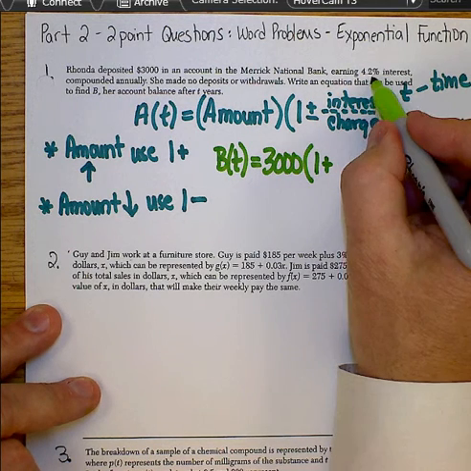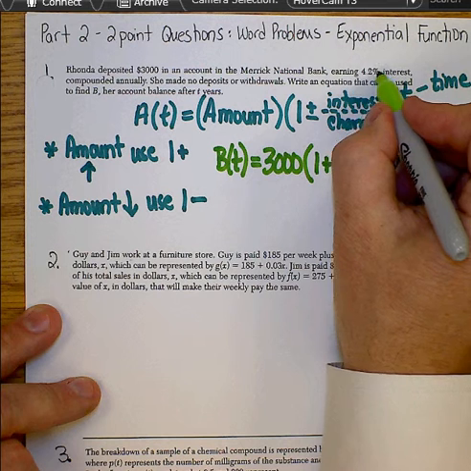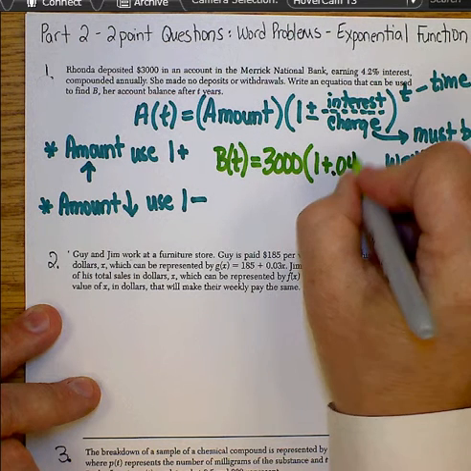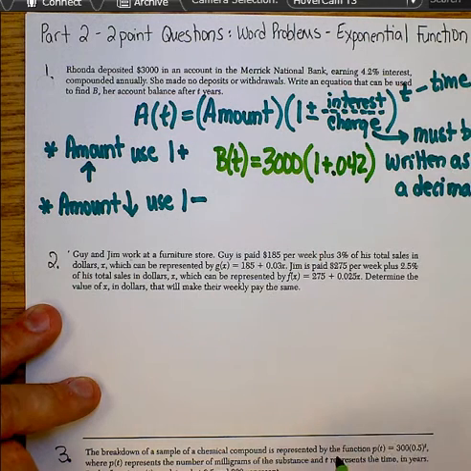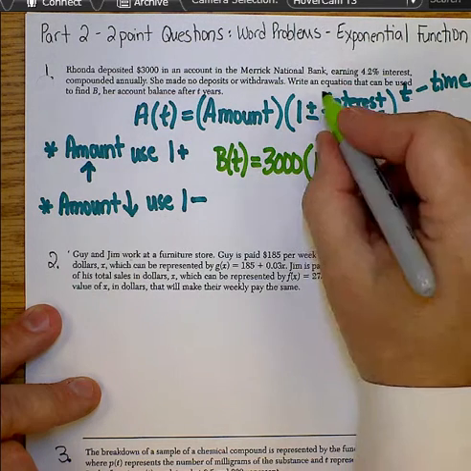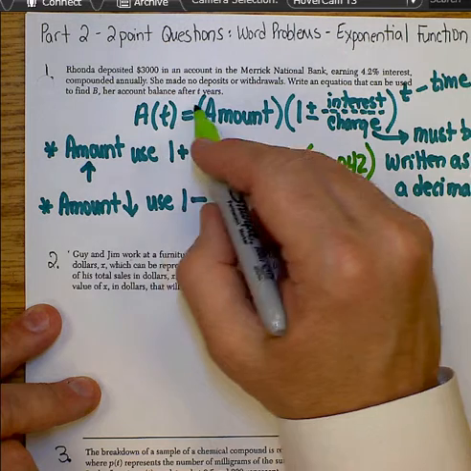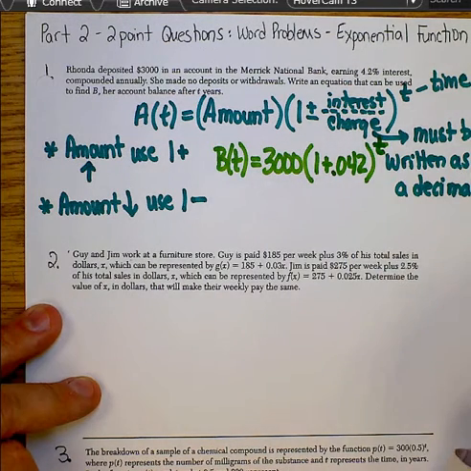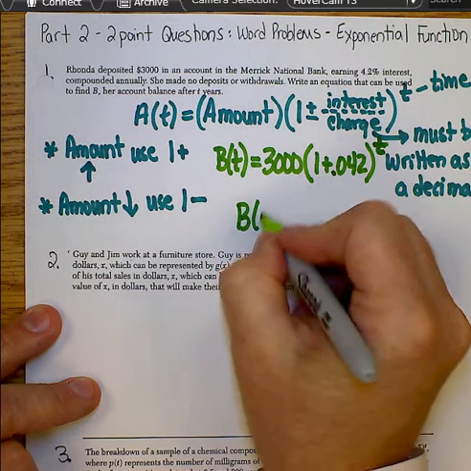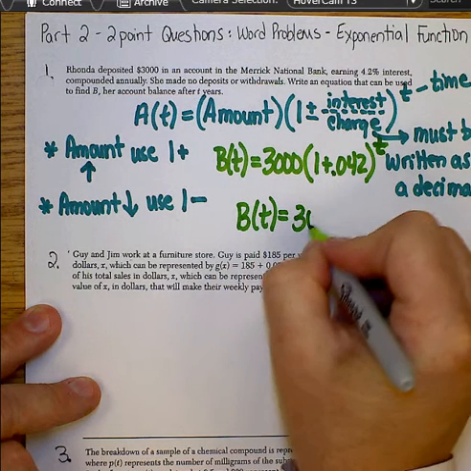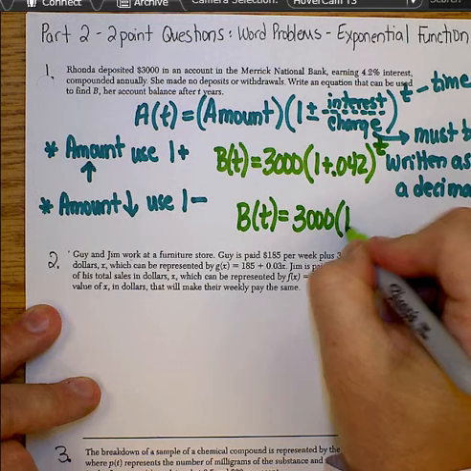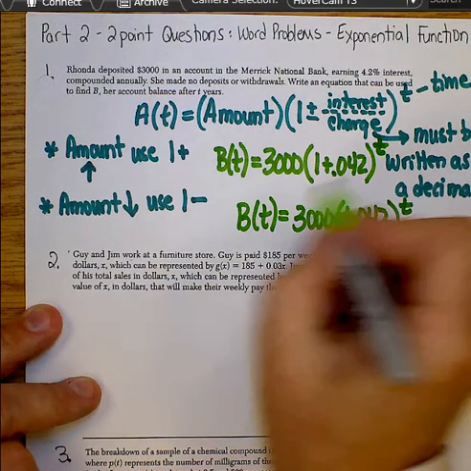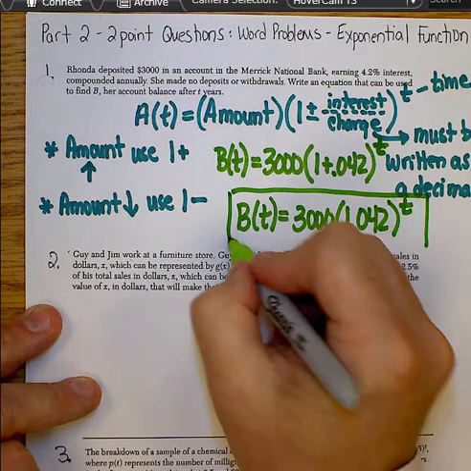So how do we write 4.2% as a decimal? We drop the percent symbol and we move the decimal place over 2 places. I'll write the equation that can be used to find the balance in her account after t years. So we don't know what t is, so we're going to leave that as a variable. So now if I put this together, B of t is going to equal 3,000 times 1.042 raised to the t. Answer.